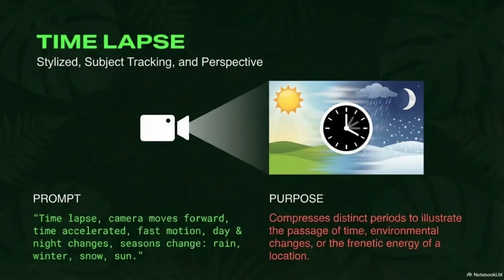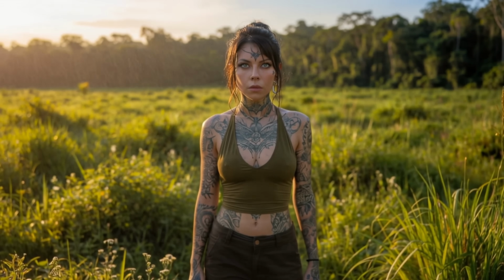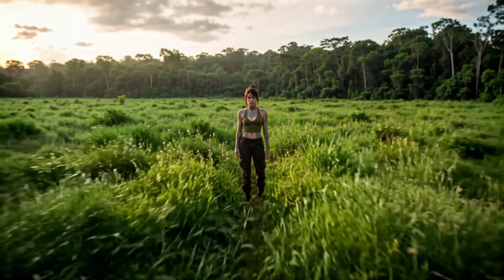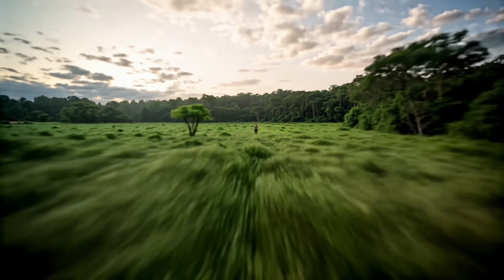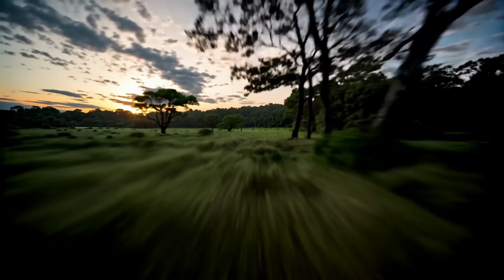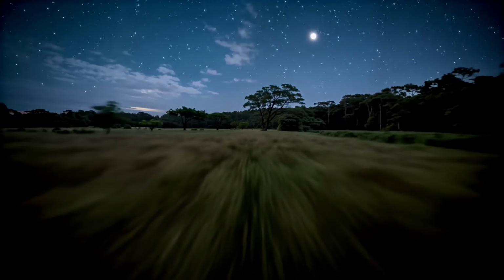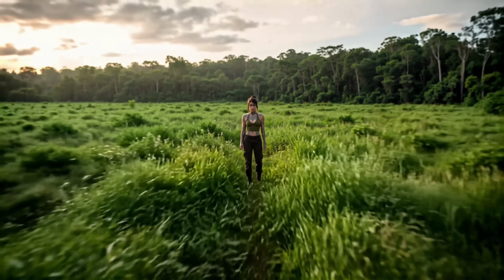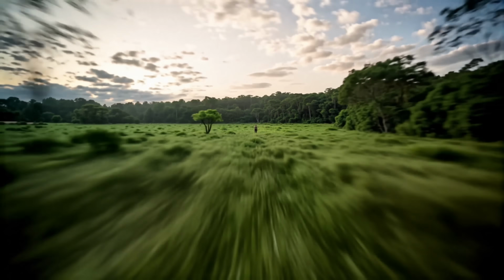Time-lapse is a highly stylized subject tracking and perspective, and you can use this for compressing distinct periods to illustrate the passage of time, environmental changes, or frenetic energy of a location. Use the prompt time-lapse. Camera moves forward, time accelerated. Fast motion, day and night changes, seasons change, and you can be even more specific with other changes you want to see on the environment.